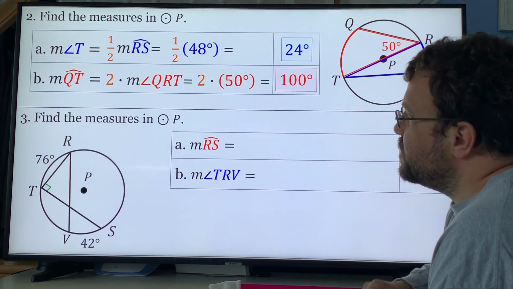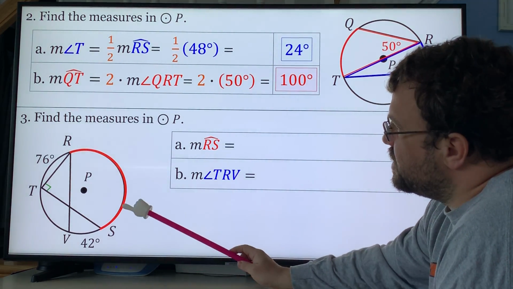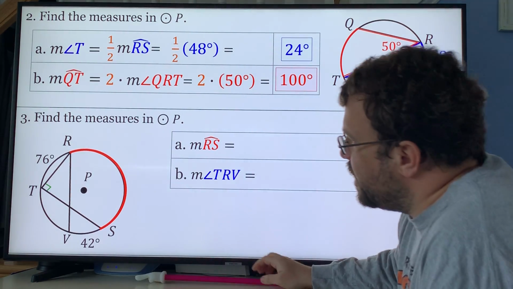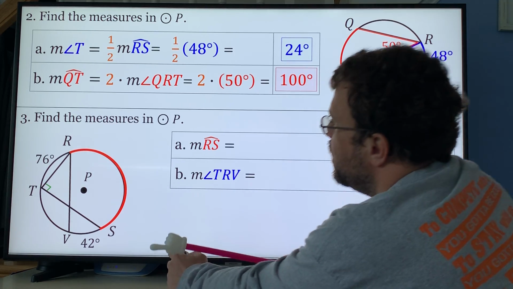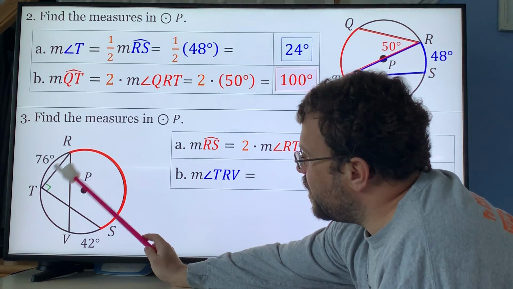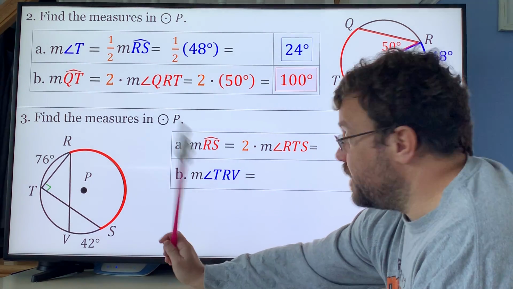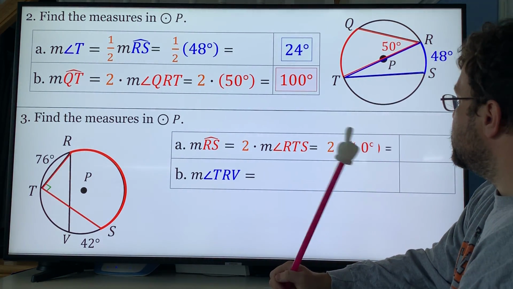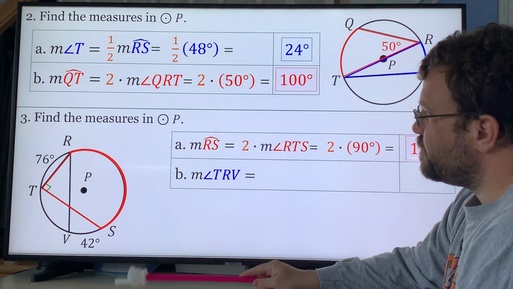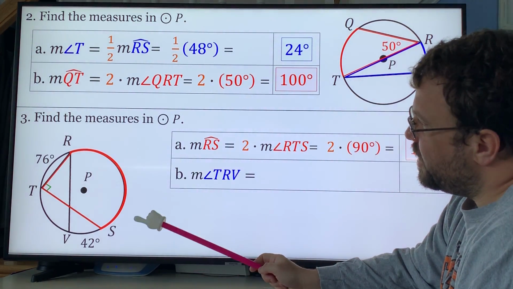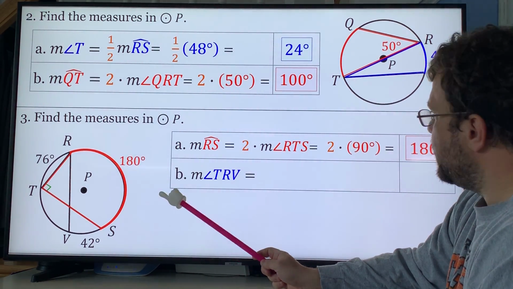Number 3, find the measure in circle P. All right, measure of RS. So RS is this arc. So now let's look at the angles. We have to trace it. Goes to T, goes to T. All right, so it's 2 times the measure of RTS. And this little green box right here represents 90 degrees. So 2 times 90 is indeed 180. TRV. So angle TRV, 180.